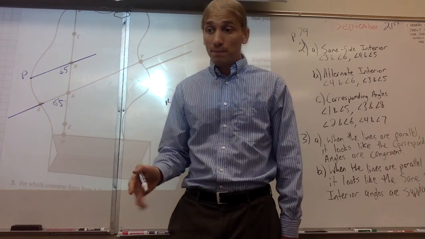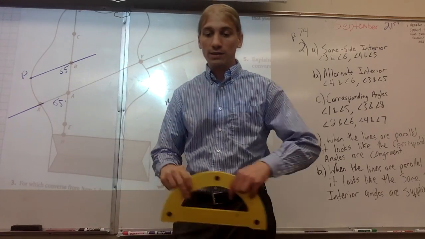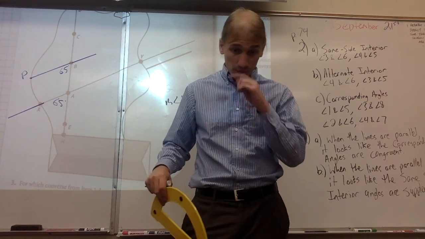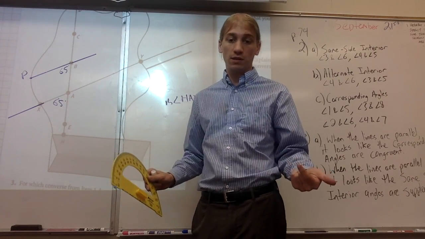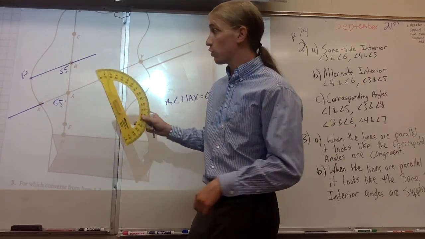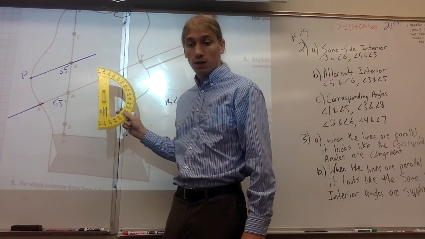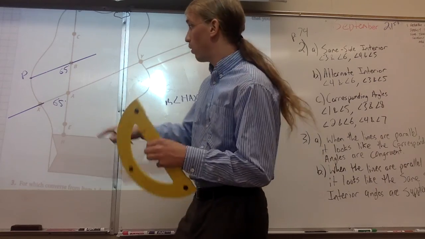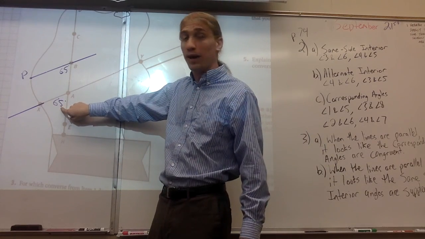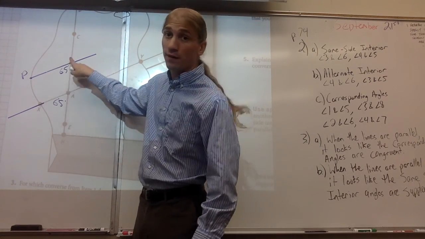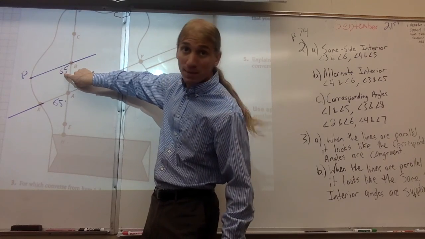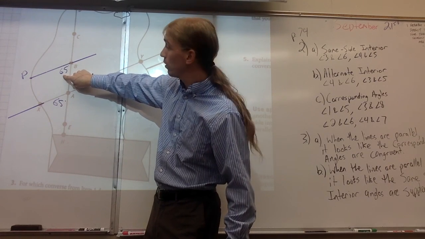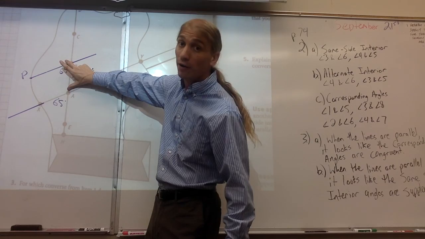So at this point, we should be able to go to the next page and answer question number 3, which says, for which converse from item 1 does your drawing from item 2 provide support? So what we did, we had a 65 degree angle, we made another 65 degree angle, and by also making this angle 65 degrees, we can conclude these two lines are parallel.